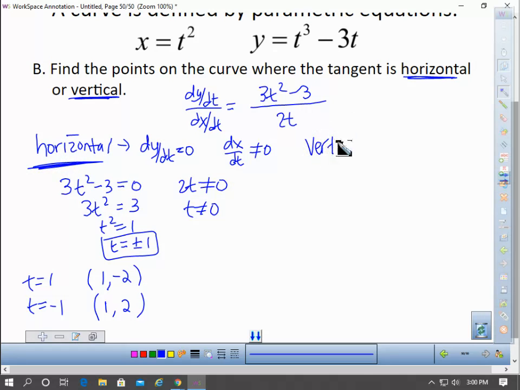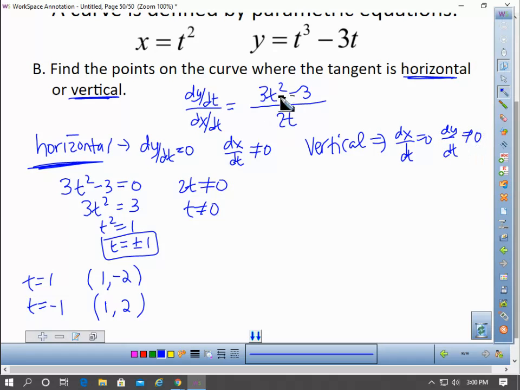All right, now we want to do vertical. So with vertical, you've got the reverse, okay? So if I have a vertical tangent line, I want 2t to equal 0. Well, let me write it the other way first. It's on the bottom of your sheet. You want dx/dt to equal 0, but you want dy/dt to not equal 0. Again, we don't want to have 0 over 0. We just want a number divided by 0. So our numerator can't be 0 or we got a problem.